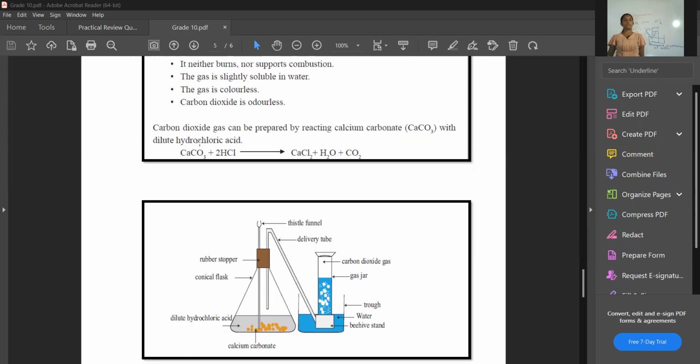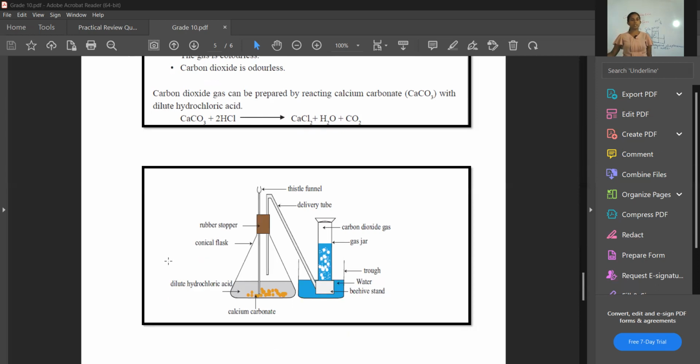And the method that we can use to prepare carbon dioxide gas: we get the reaction between calcium carbonate and hydrochloric acid. Calcium carbonate and hydrochloric acid. Again, the experimental setup is the same. If we are in the lab and we have calcium carbonate crystals, we can use calcium carbonate granules.